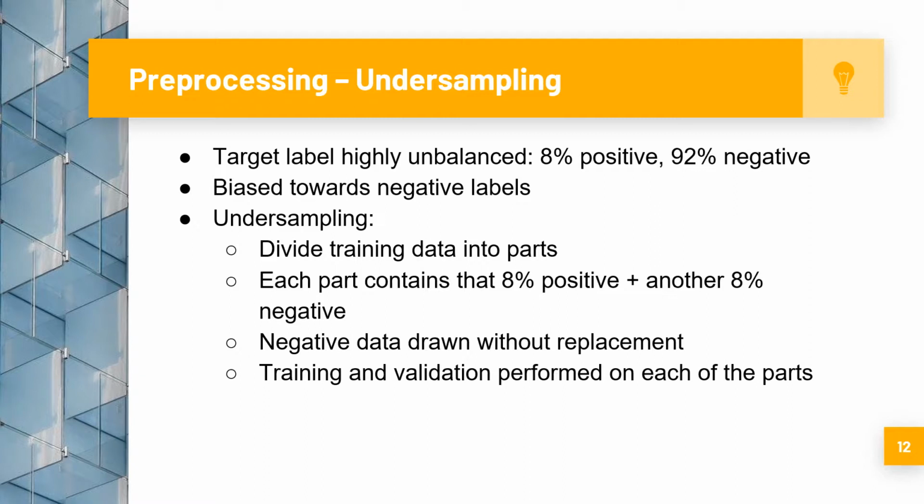We divide the training data into different parts, with each part containing the same 8% of positive training data and another 8% of negative data. The negative data are drawn without replacement, so each part has the same positive training data but different negative training data. After that, training and validation are performed independently on each of these balanced parts.